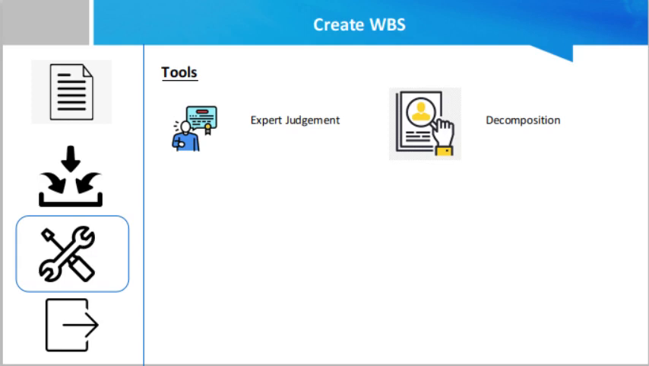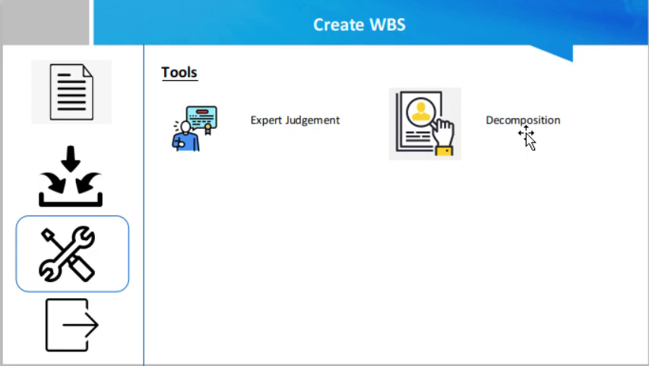Then decomposition. Breaking down the project deliverables into smaller, more manageable components is called decomposition. The breakdown should not be done until the cost and schedule for the work can be reliably estimated. The level of detail for work packages will depend on the size and complexity of the project.